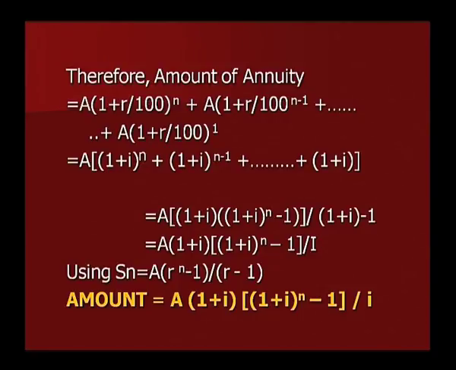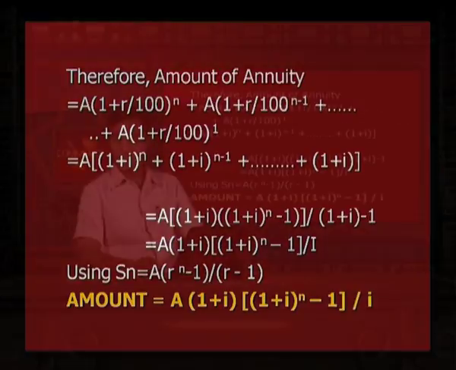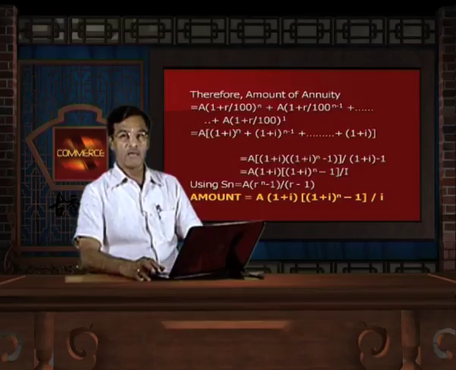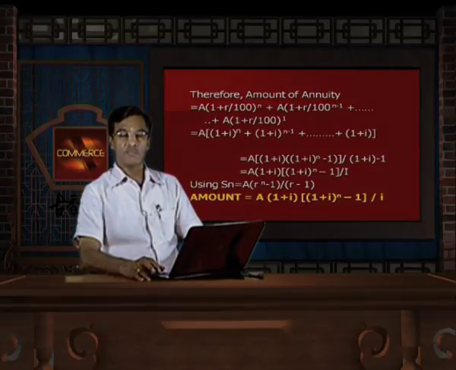Using the formula Sn = a(r^n - 1)/(r - 1), amount becomes A = (1 + i) multiplied by [(1 + i)^n - 1] divided by i. Here also we have calculated the total amount by adding the amount after every installment, and the summation is performed by using the formula Sn = a(r^n - 1)/(r - 1), that is the summation of geometric progression in n terms.